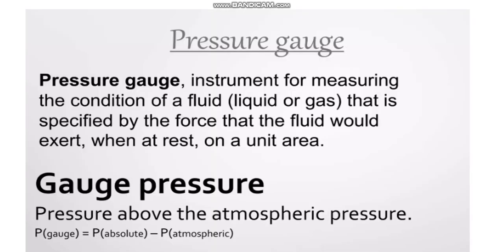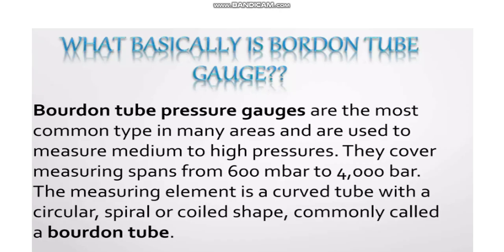So in pressure measurement, a pressure gauge is used to measure the different kinds of pressure. We have different types of pressure measuring instruments: elastic type pressure measuring instruments, and in this elastic type we have three different types: diaphragm, bellows, and Bourdon gauge, used to measure pressure. So a pressure gauge is used to measure gauge pressure. Gauge pressure is equal to absolute pressure minus atmospheric pressure.